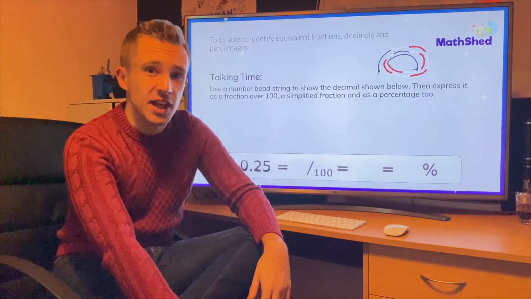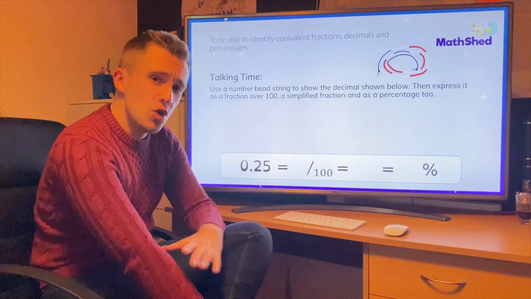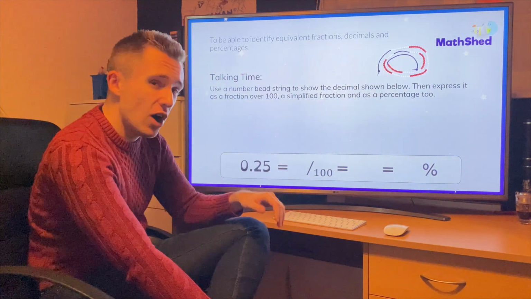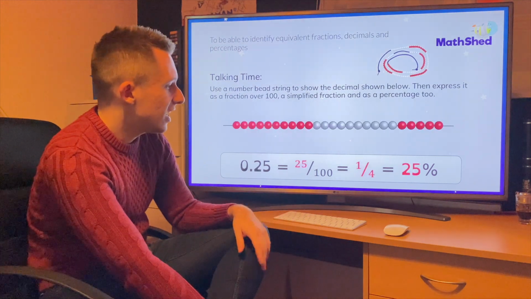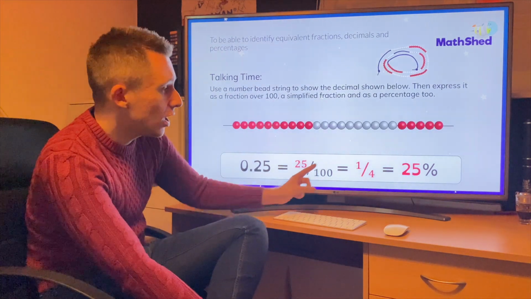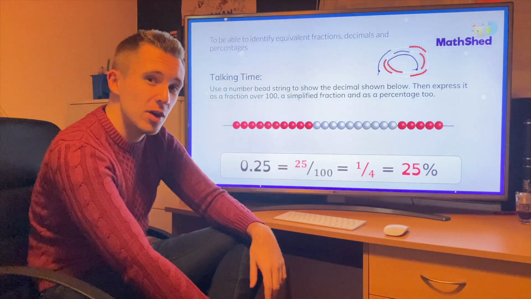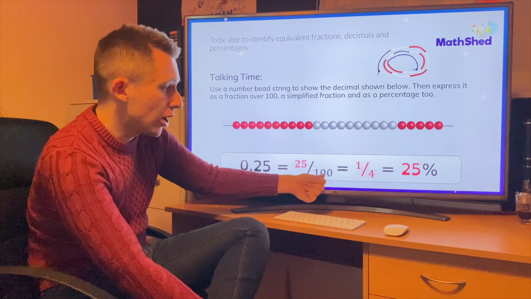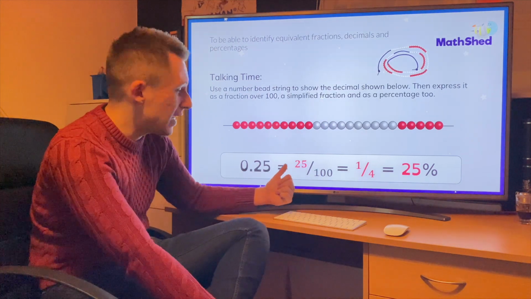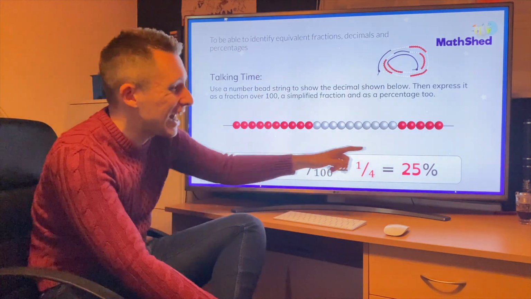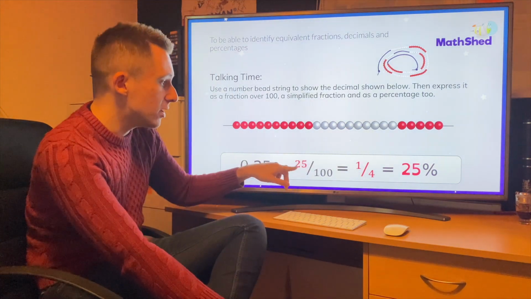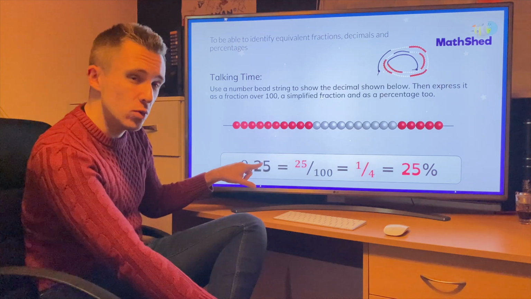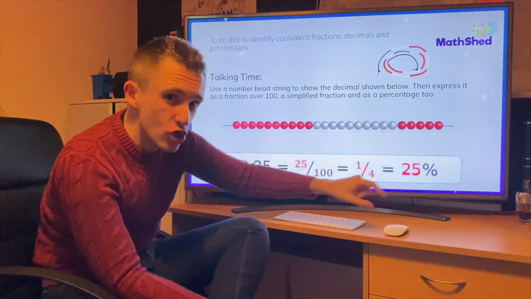Okay, so a slightly different one here then. 0.25 would be what over 100? It would be 25 over 100. Now we could cancel that down to 1 over 4. It's the same as a quarter. 25 over 100, we take the numerator. That tells us the decimal and the percentage. Notice how they're the same. The numerator over 100 gives us the decimal and it gives us the percentage.